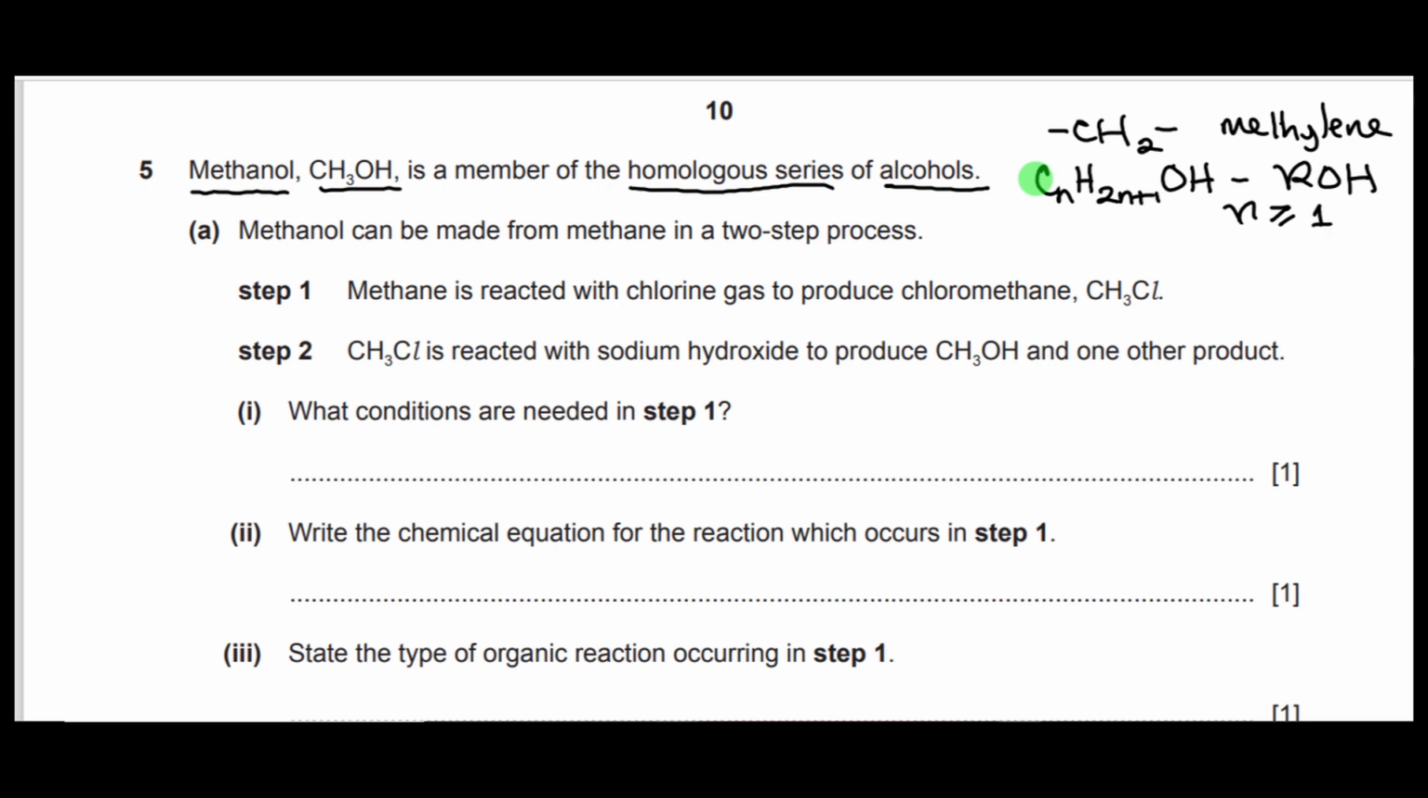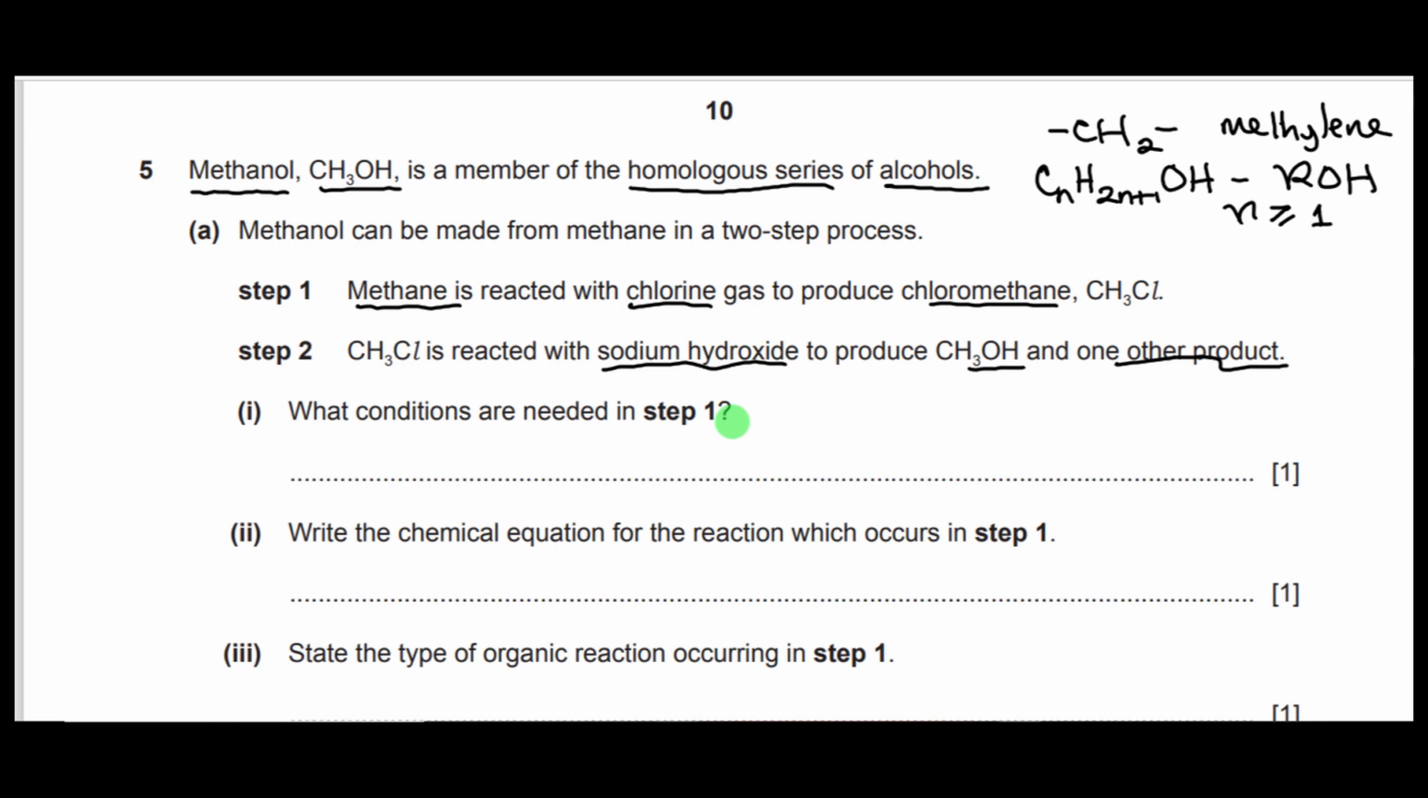We are told that methanol can be made from methane in a two-step process. Step 1, methane is reacted with chlorine gas to produce chloromethane, CH3Cl. Step 2, chloromethane is reacted with sodium hydroxide to produce methanol and one other product which is not named here. Now what conditions are needed in step 1?